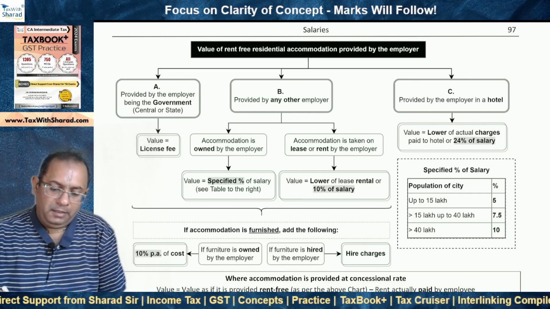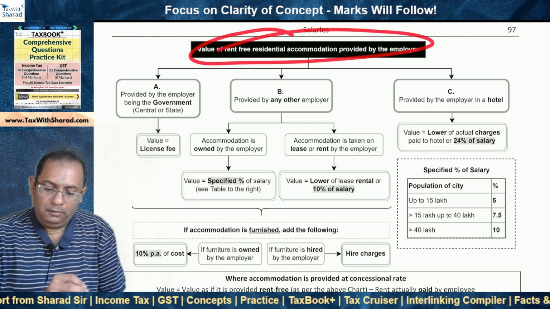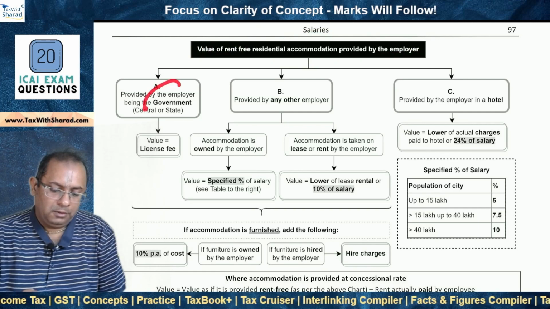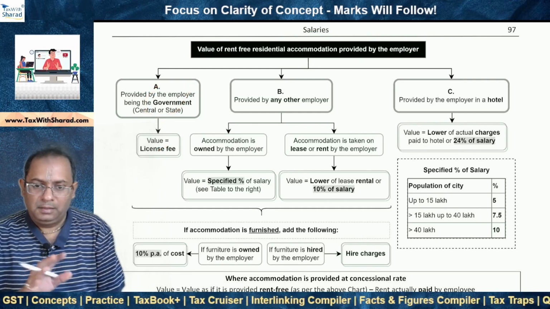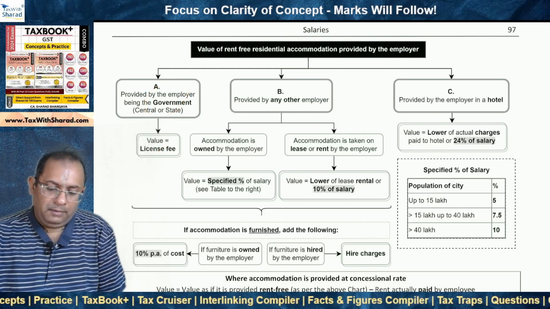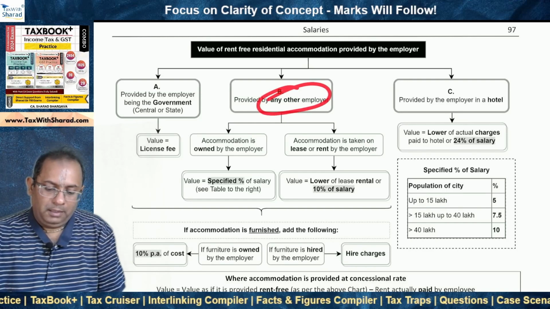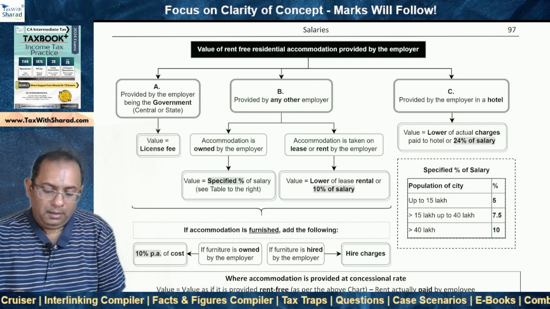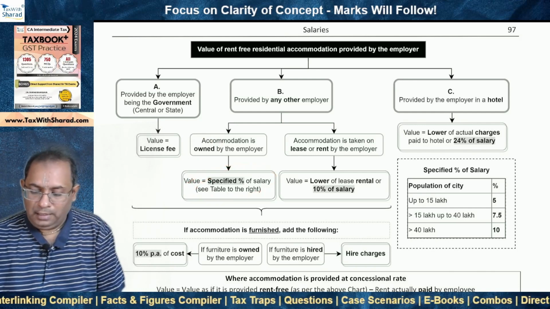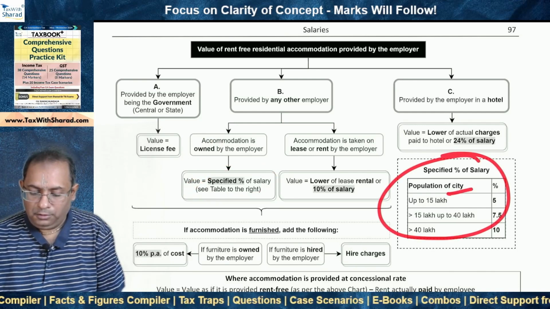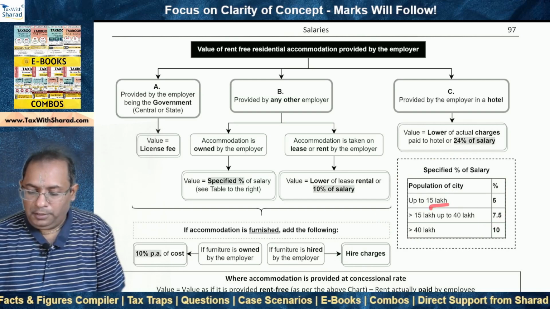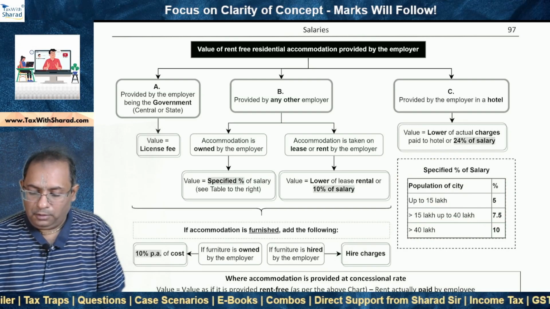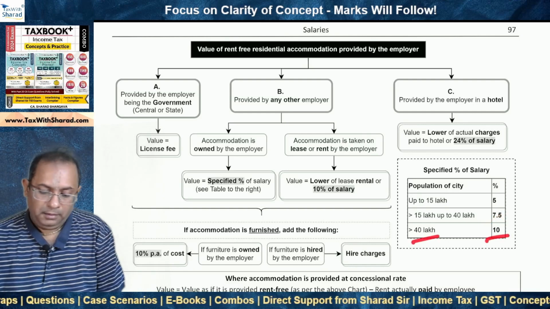So just to briefly recap first, how do we compute the value of rent-free residential accommodation provided by the employer? If the employer is the government, then the value is the license fees. It's as simple as that. If it is provided by any other employer, that means not the government, then if the accommodation is owned by the employer, the value is a specified percentage of salary, and this depends on the population of the city. Up to 15 lakh population, 5%; more than 15 lakh and up to 40 lakh, 7.5%; and more than 40 lakh, 10%.